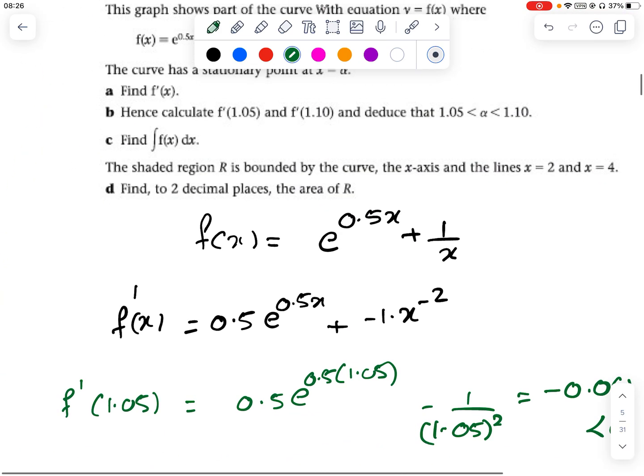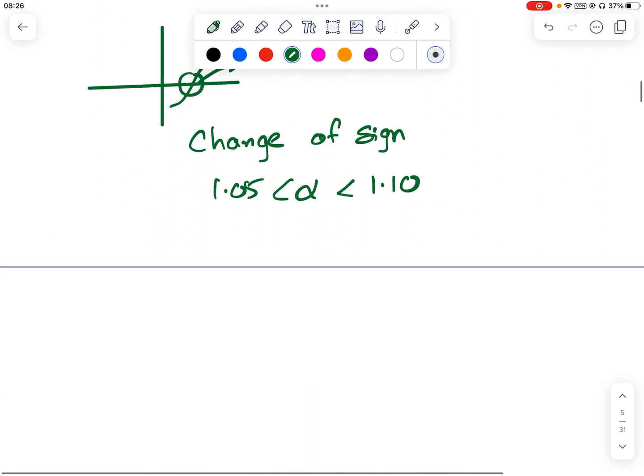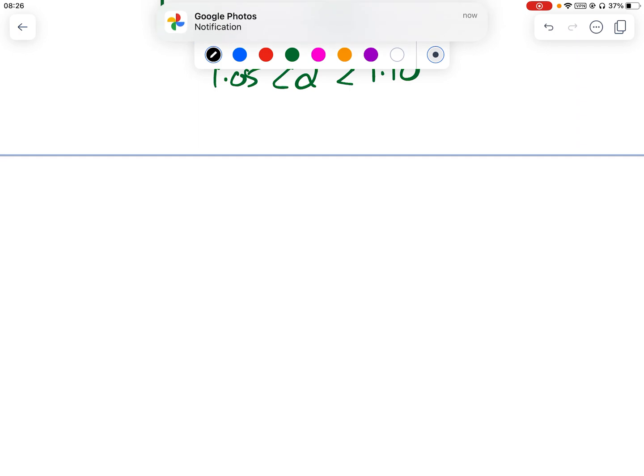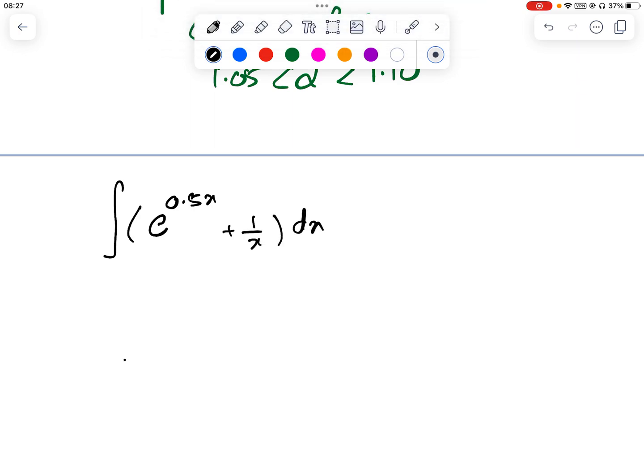That is part B. Part C, find the integral of f of x. So we have to find the integral of e to the power of 0.5x plus 1 upon x dx. The integral of e to the power of 0.5x is e to the power of 0.5x divided by 0.5. The integral of 1 upon x is ln x plus c.